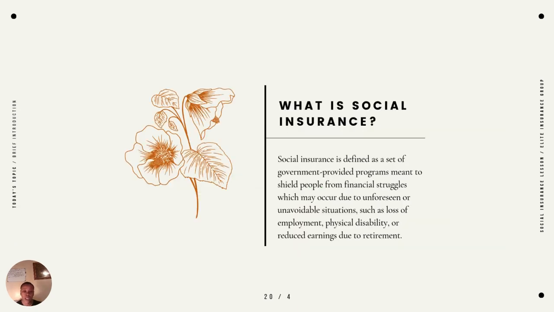So what exactly is social insurance? Social insurance is defined as a set of government-provided programs. It's meant to shield people from financial struggles, which may occur due to unforeseen or unavoidable situations, such as loss of employment, maybe a physical disability, or reduced earnings due to retirement.